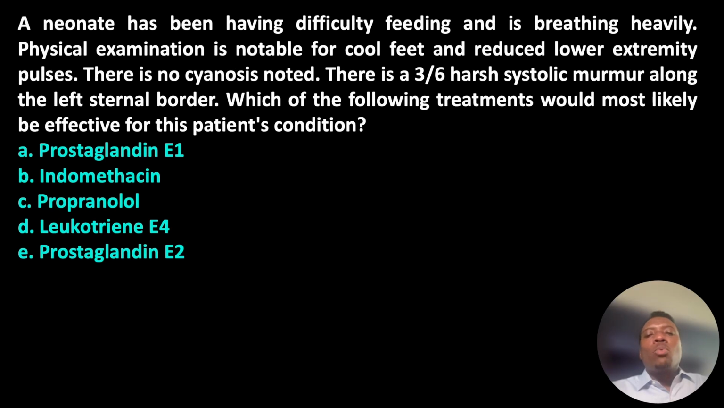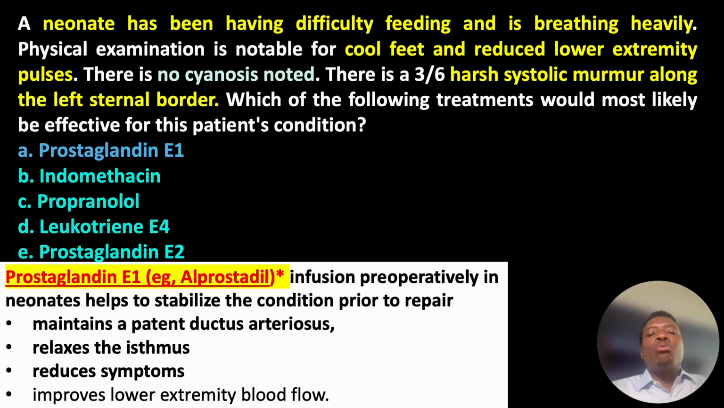Which of the following treatments would be most effective for this patient? A neonate presents with symptoms that are consistent with severe coarctation of the aorta, which means they need surgical repair. But prior to surgical repair, we often give prostaglandin E1 analogs to help to maintain patency of the ductus arteriosus. It helps to decrease some of the pressure on the isthmus of the aorta and also helps to reduce the symptoms of coarctation until surgical repair can be performed.